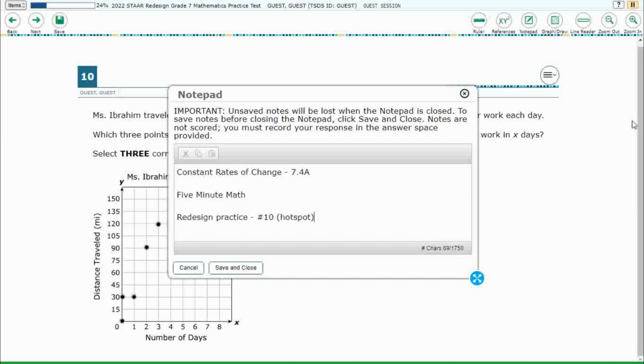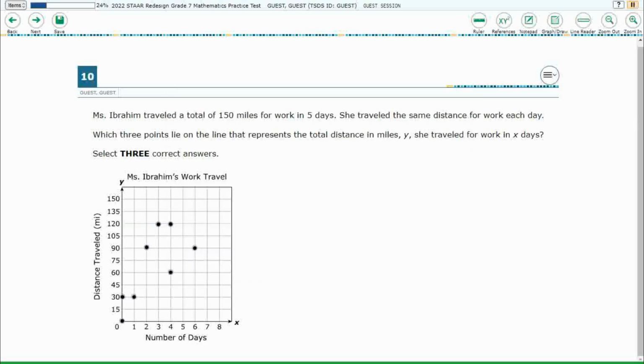Today we are looking at the 7th grade concept of constant rates of change. This is standard 7.4a in the great state of Texas. We are using item number 10, which is a new item type called hotspot off the redesign practice online STAAR test. If you haven't done so already, please go ahead and take a moment to pause the video, work this problem out on your own, unpause it, and we will look at our answers together.